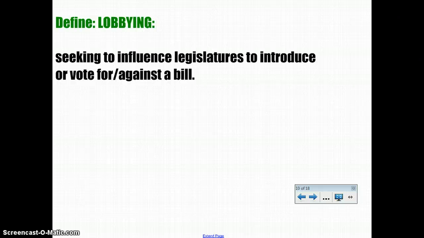We are going to watch a video. It's actually a commercial from a Washington, D.C. lobbying firm that employs people full-time to lobby for special interest groups. This is actually a commercial, but it does a really good job of explaining the role of a lobbyist, which they refer to as an expert. So let's take a look at the job of a lobbyist.